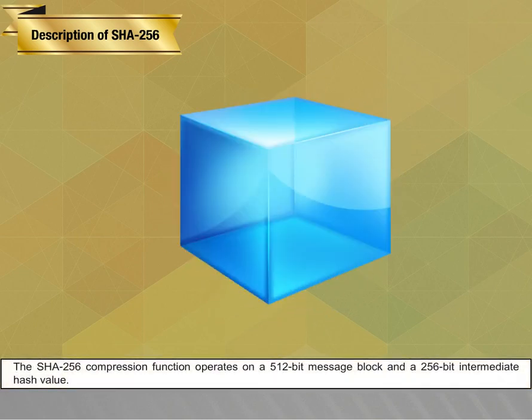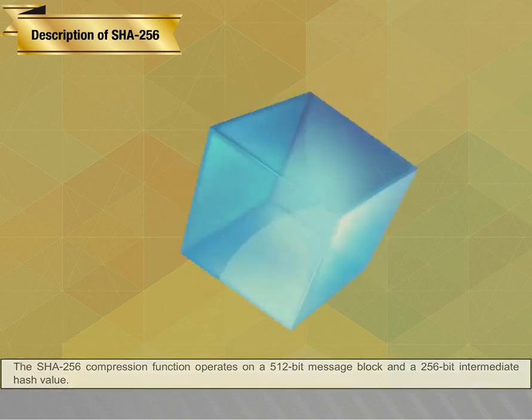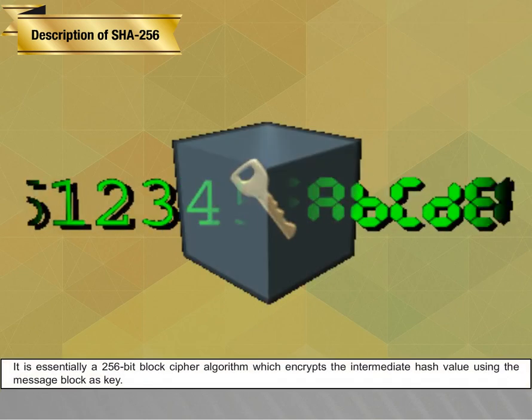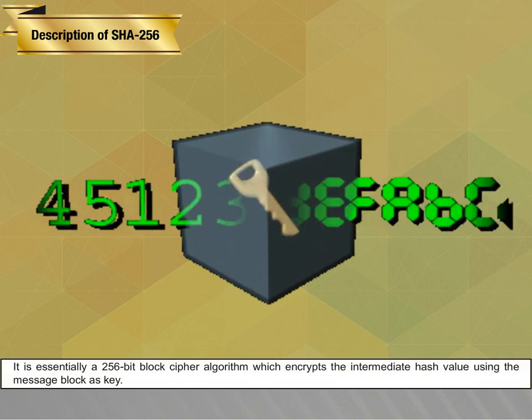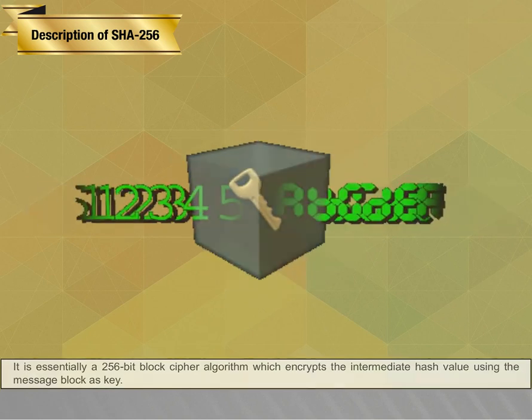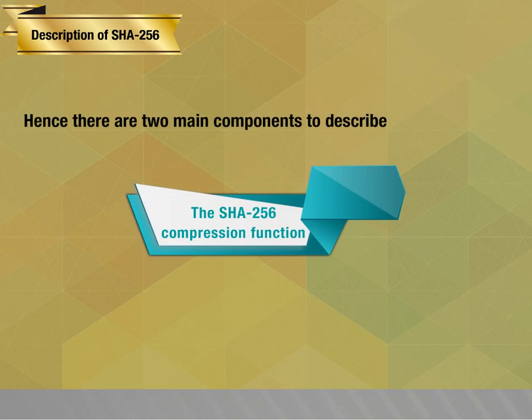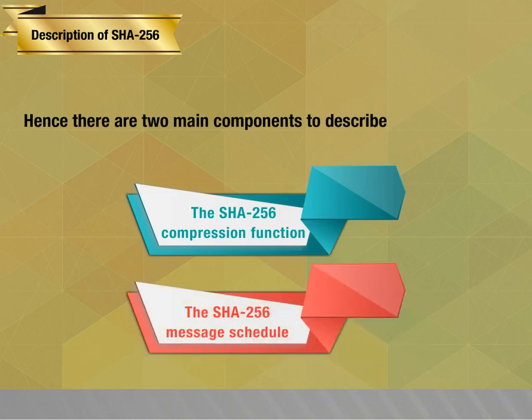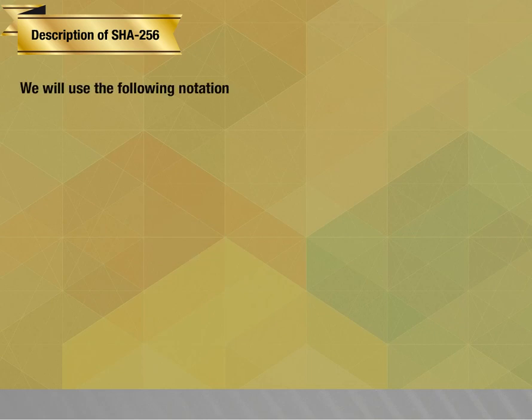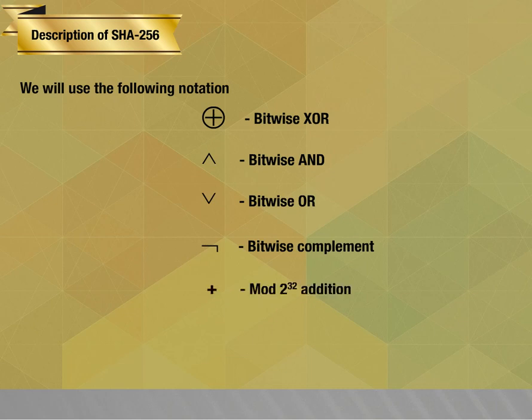The SHA-256 compression function operates on a 512-bit message block and a 256-bit intermediate hash value. It is essentially a 256-bit block cipher algorithm which encrypts the intermediate hash value using the message block as key. Hence, there are two main components to describe: the SHA-256 compression function and the SHA-256 message schedule. We will use the following notation: bitwise XOR, bitwise AND, bitwise OR, bitwise complement, + for mod 2^32 addition, R^n for right shift by n bits, S^n for right rotation by n bits.